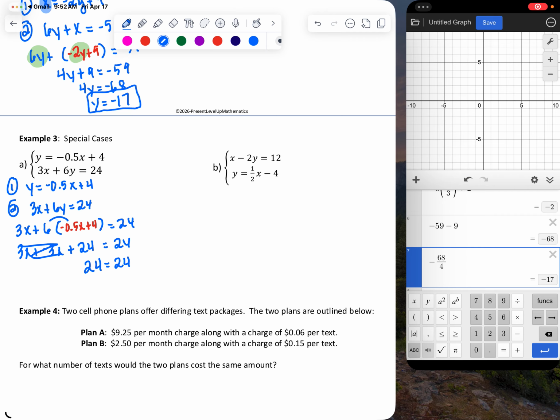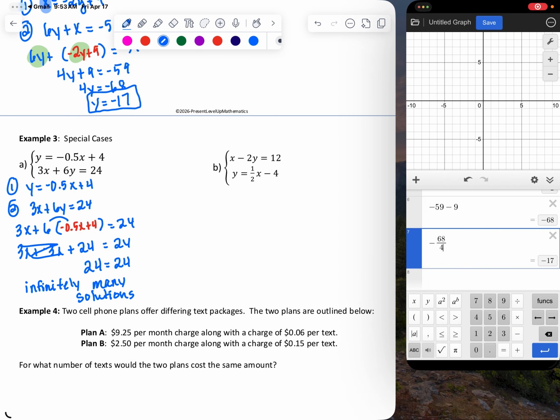So when your variables zero out, like they did in this case, and you're left with a true statement, your answer will be infinitely many solutions. Now, I'm going to show you graphically why this is happening.